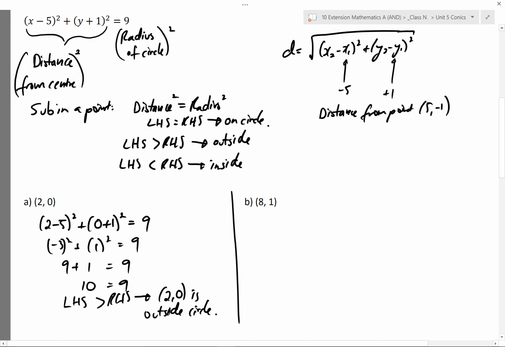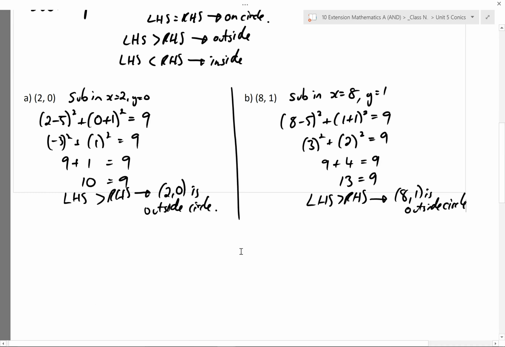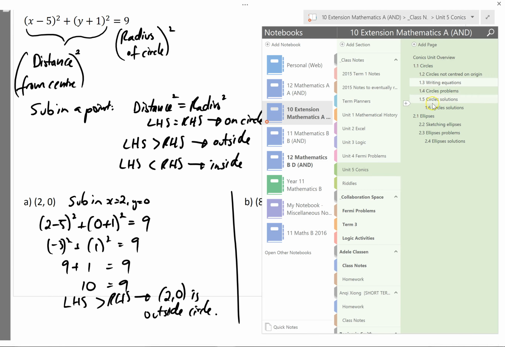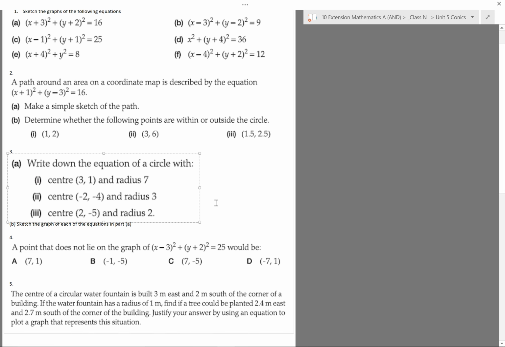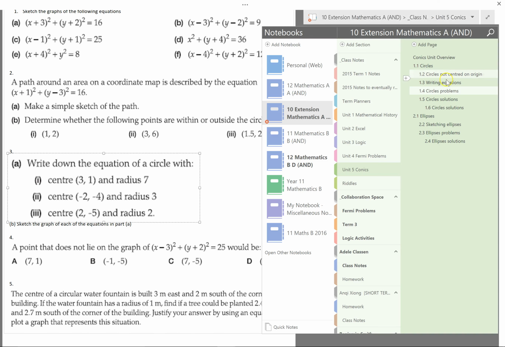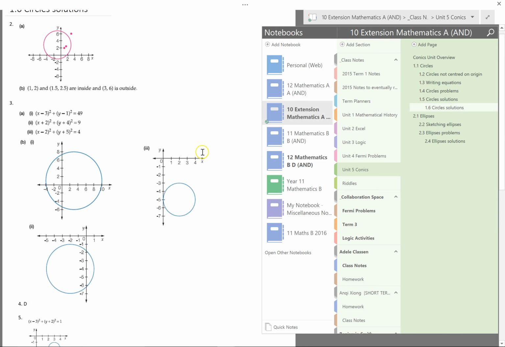You can do a similar thing with 8, 1. Turns out they were both outside the circle, which is a bit disappointing, but I think you understand how that decision rule would work. So from here, there's a few problems for you to have a go at. And if you get really stuck, there's some solutions to those problems.